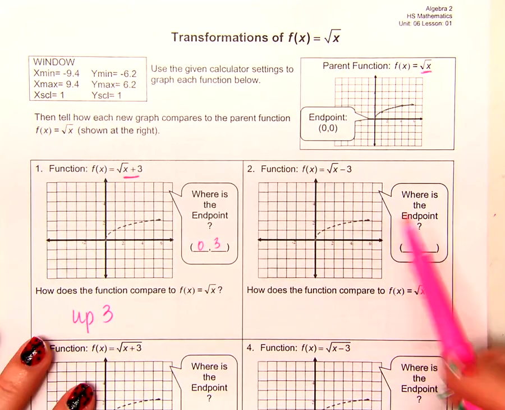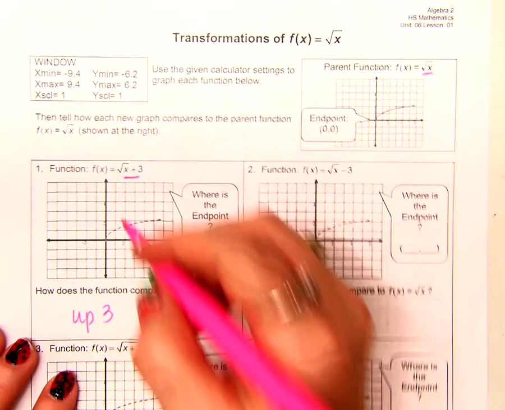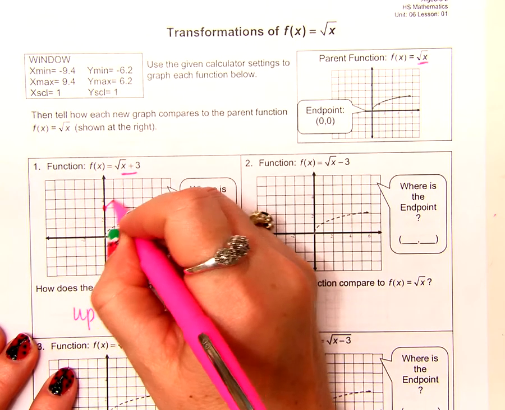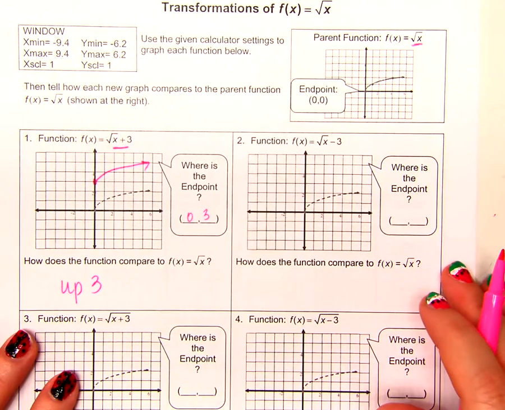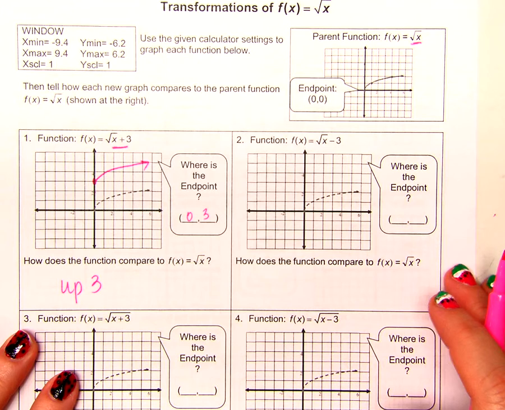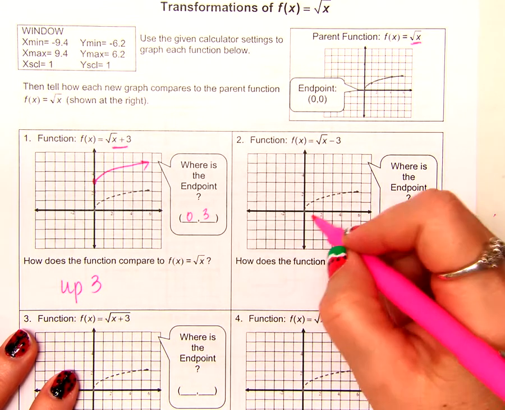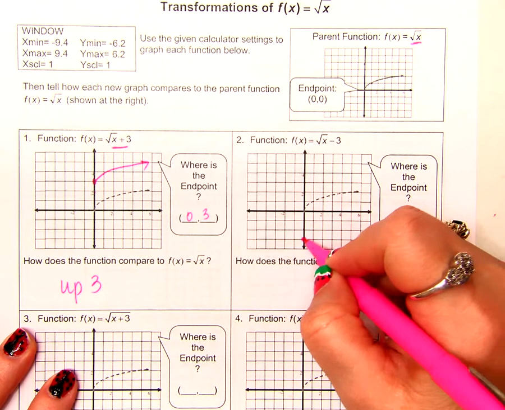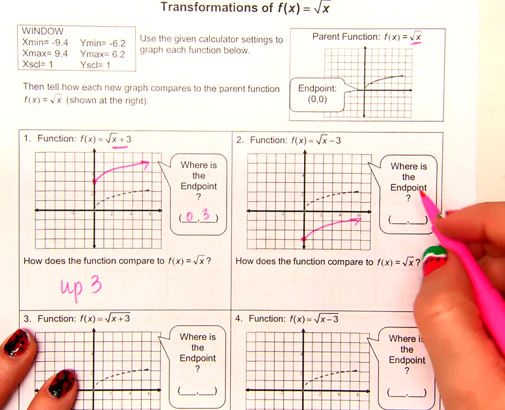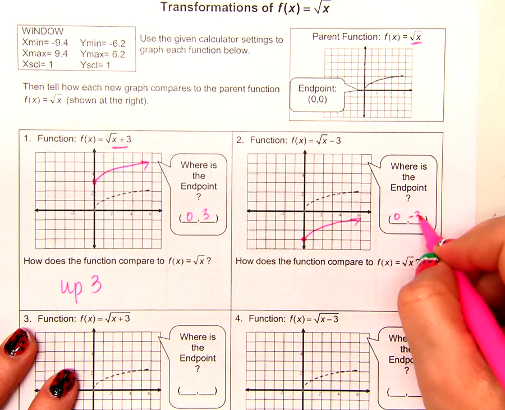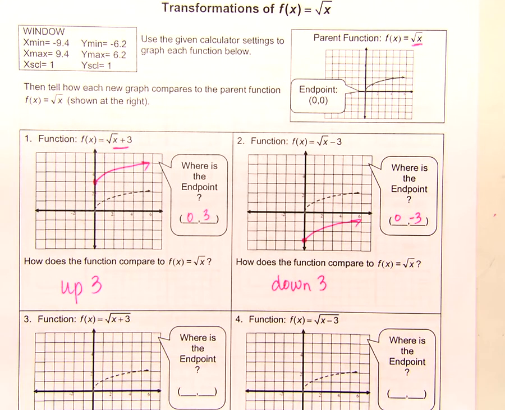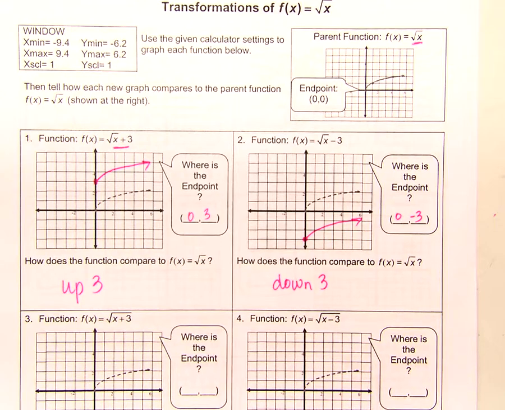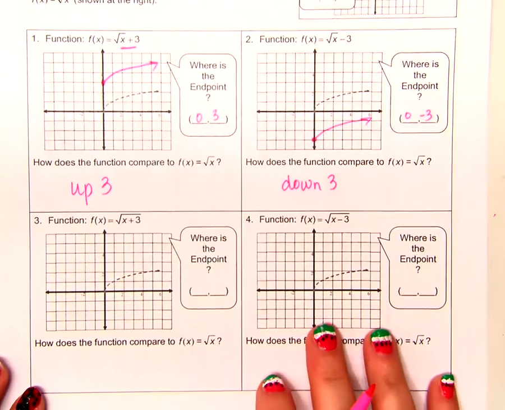What about number 2? Oh, sorry, we didn't graph this one, did we? 1, 2, 3. What about number 2? What's the graph look like? It's moved down 3. So it looks kind of like that. So the end point then is at 0, -3, and it has moved down 3. Is this sounding familiar to anyone? Oh, everyone. Excellent. Oh, not you? Okay.